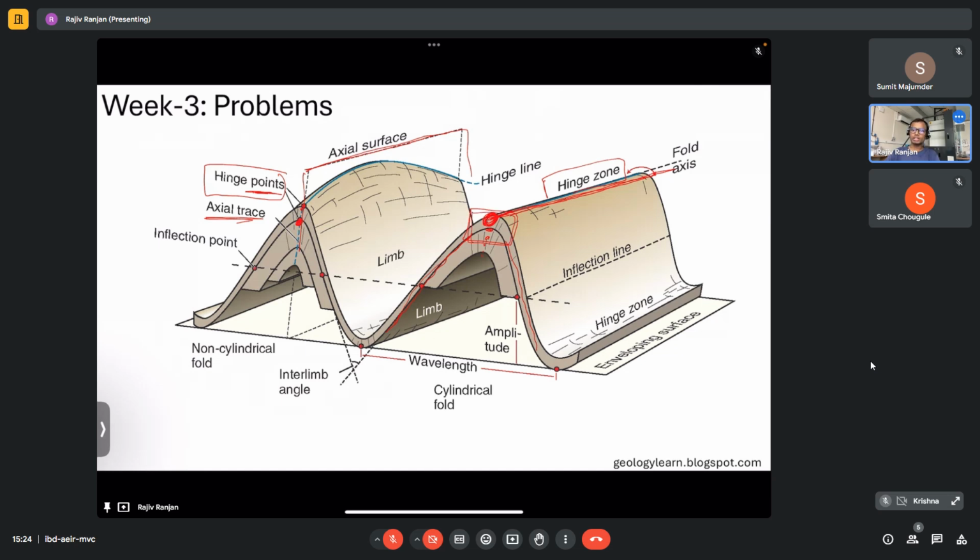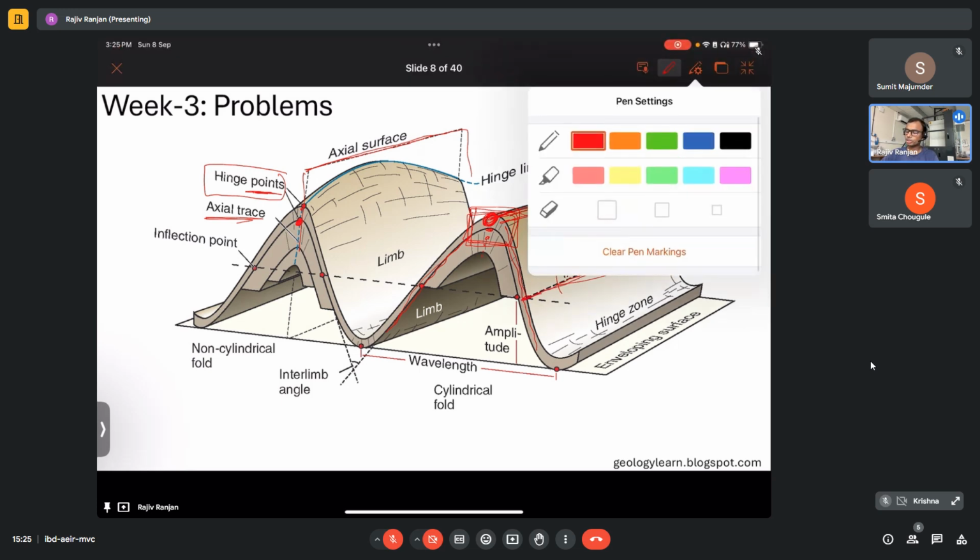So very near to the hinge lines. These areas are called the hinge zone. Very close to the hinge line, very close. Inflection line is something which marks, or divides, the transition between the convex and concave part of the limbs. So if you see here, this line, the inflection line, is dividing these limbs into two.